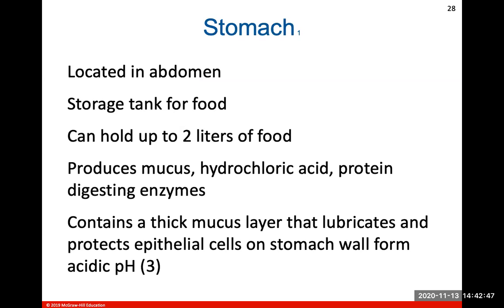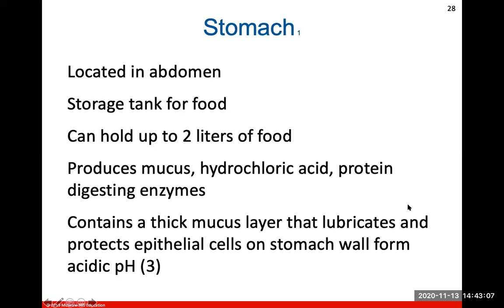The stomach then is located in the abdomen. It's a storage tank for food. It can hold up to 2 liters of food, which seems like a lot. Your stomach produces mucus, hydrochloric acid, which makes the stomach an extremely acidic environment, and other protein digestive enzymes.